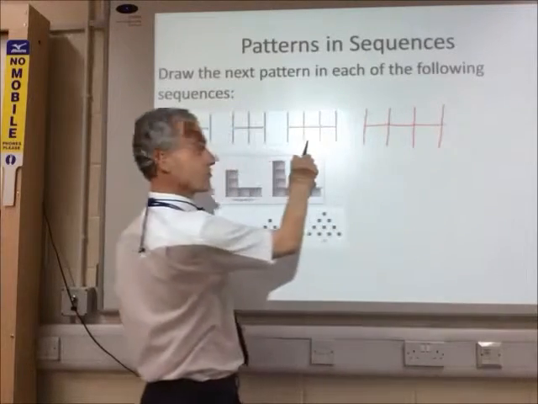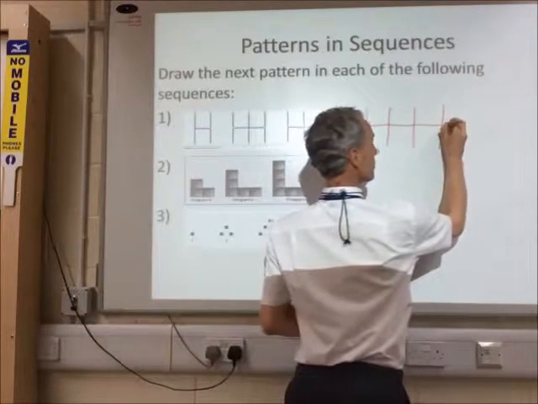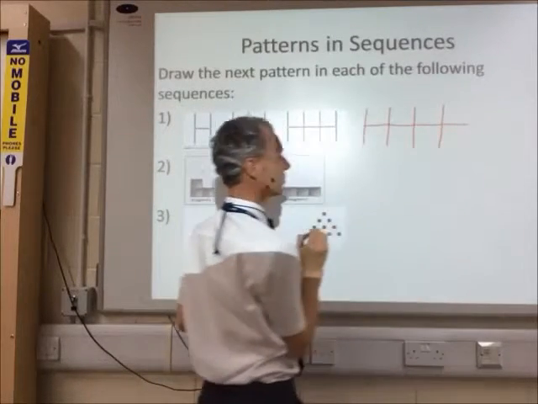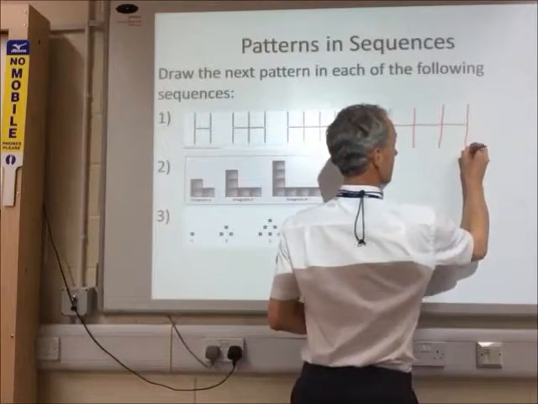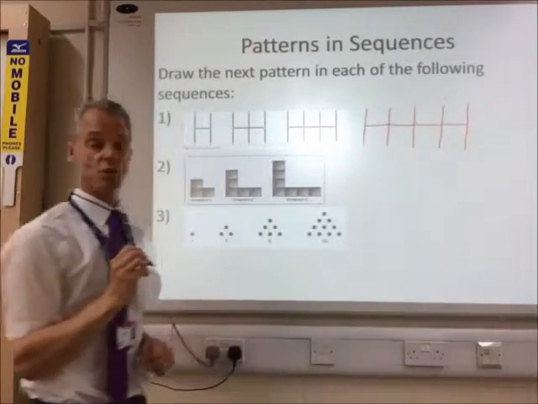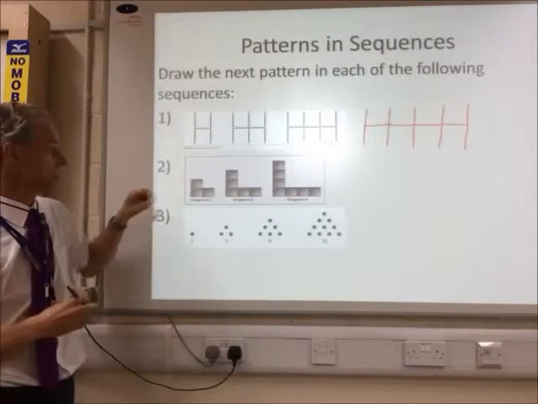Okay, so far I've just repeated that one, but I need to add on the extra horizontal, which is that one, and 2 vertical ones, like that. There we go, so that's that one completed. Okay, let's have a look at the second one and apply the same thinking to that one.